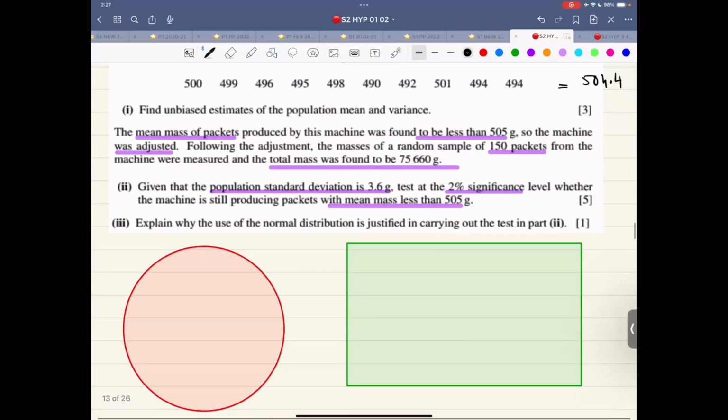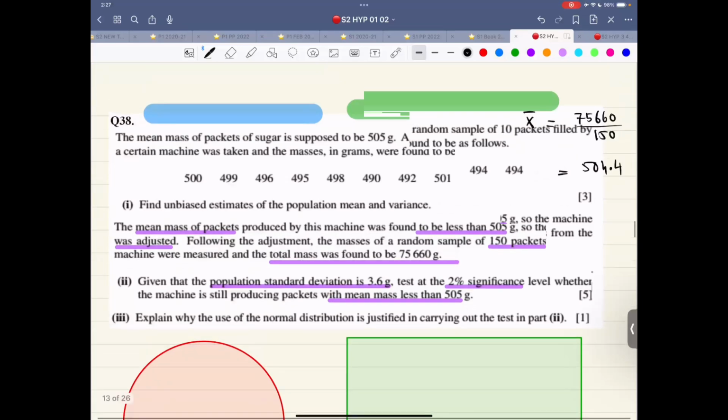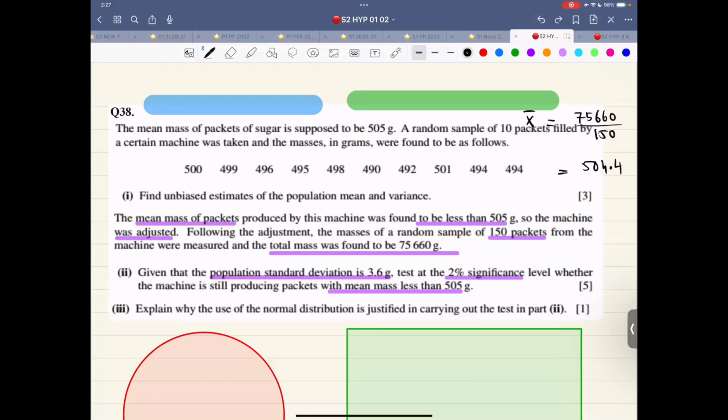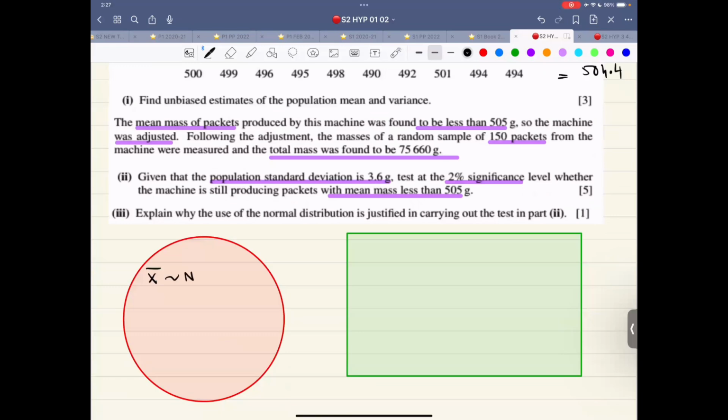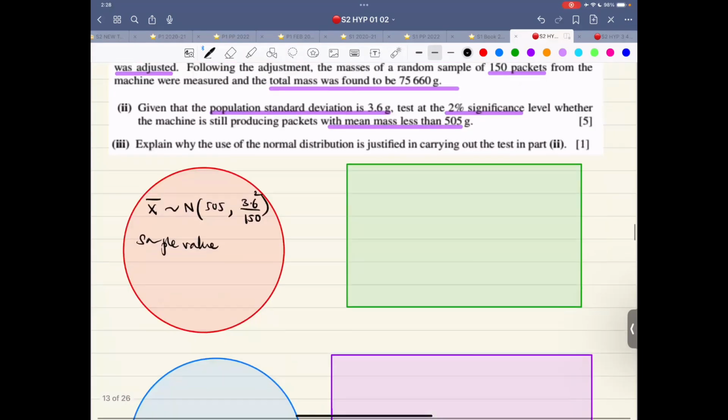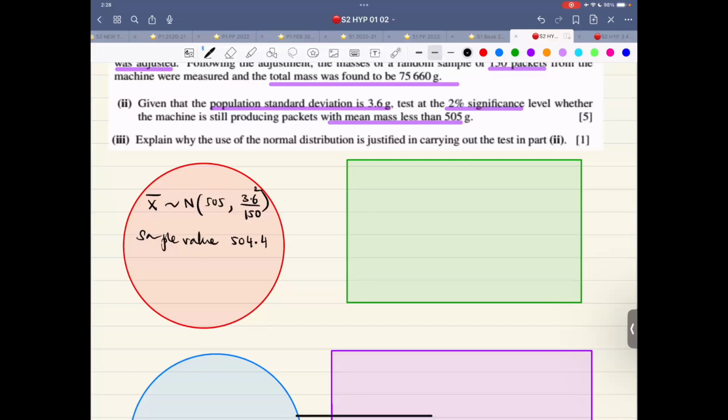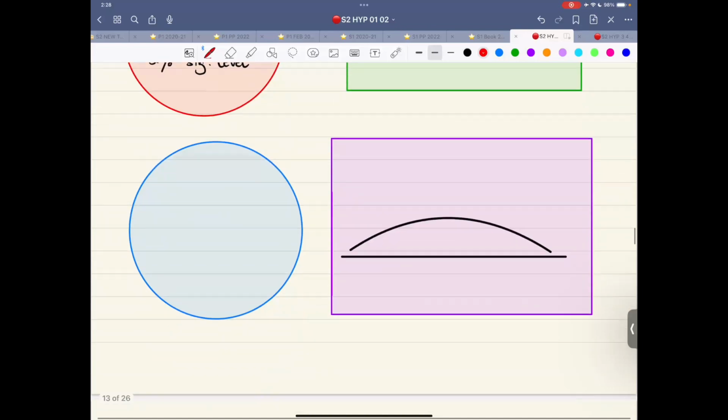Now, in the first one, what do we write? First of all, it does not say that it follows a normal distribution. So first of all, I'll say sample size is large. Since sample size is large, n is greater than or equal to 30, therefore CLT applies. So X bar follows a normal distribution, mu, comma, sigma square over n, n is 150. Mu is 505. Sigma is 3.6, squared. We write the variance on the inside. And the sample value, which I calculated, is 504.4. That is the sample value, and it's at the 2% significance level.